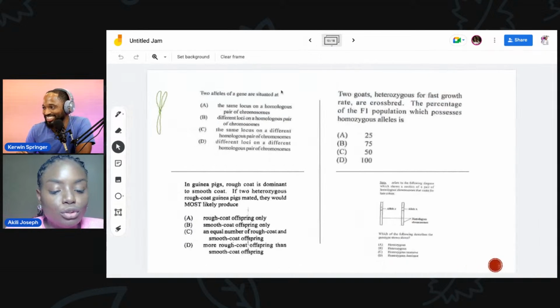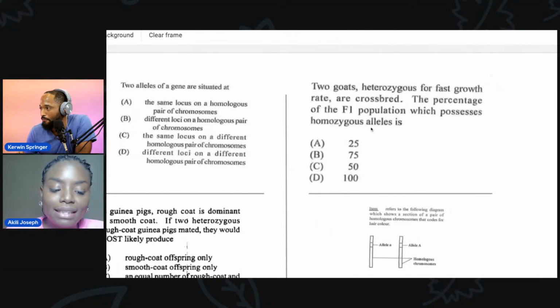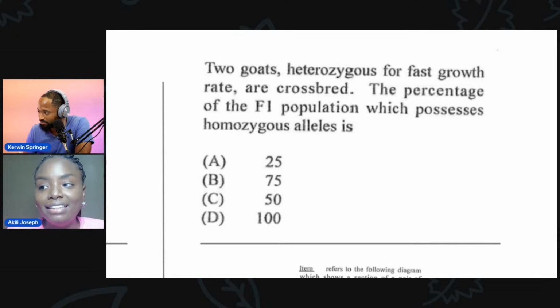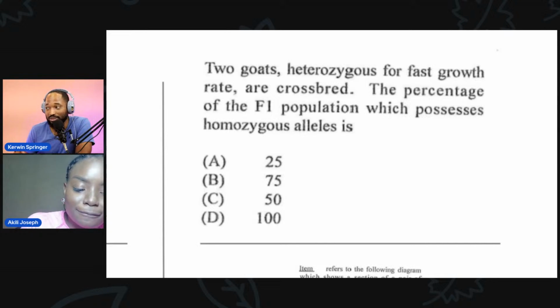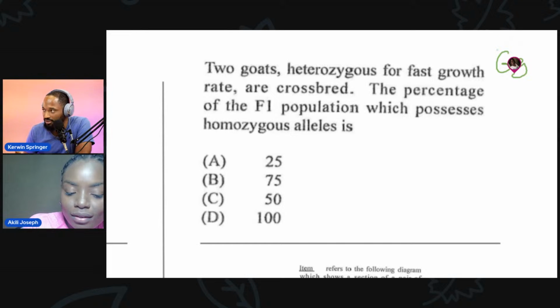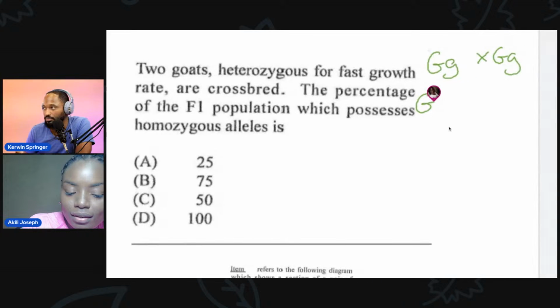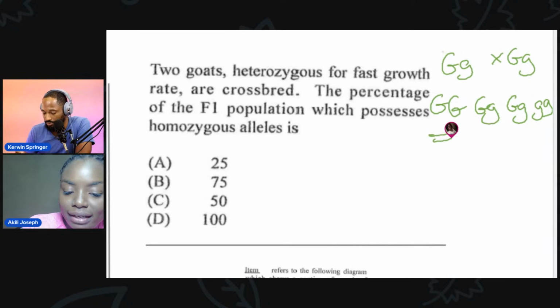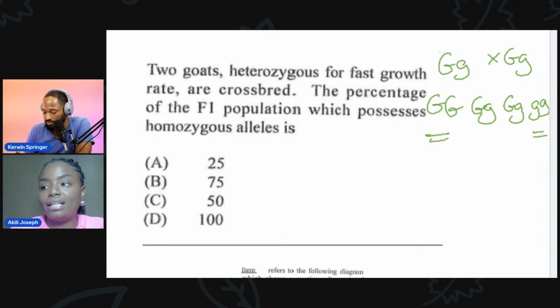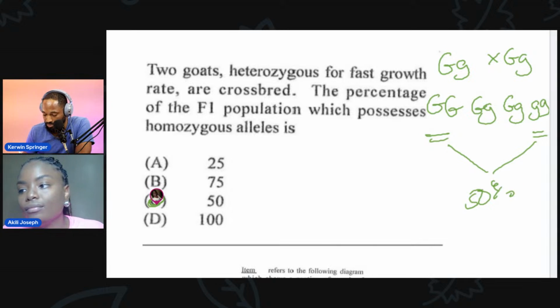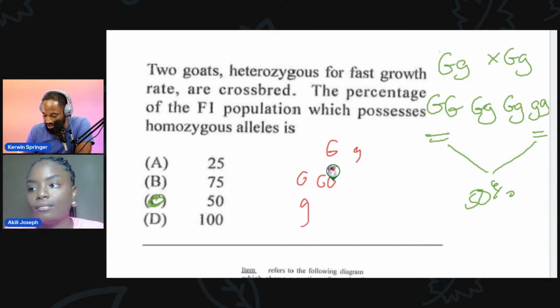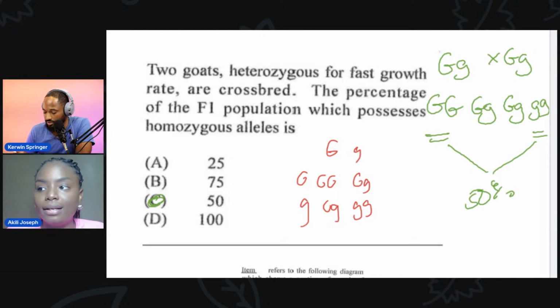Next question. Two goats heterozygous for fast growth rate are crossbred. The percentage of the F1 population which possesses homozygous alleles is... it's actually 50%. 25% was tempting me initially there. It would be, right? Because say we're doing this cross, you will end up with big G, small g: homozygous dominant, and homozygous recessive. So these two will give you 50%. So if you had it like this, a big G small g and a big G small g, these could be the parents. So if you draw out your Punnett square, that's where you end up.